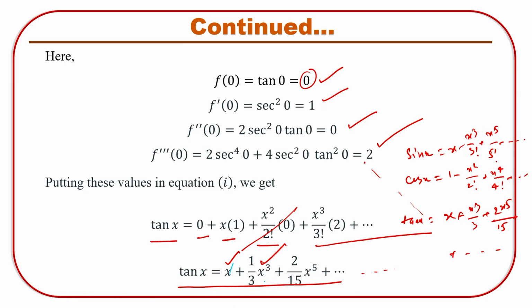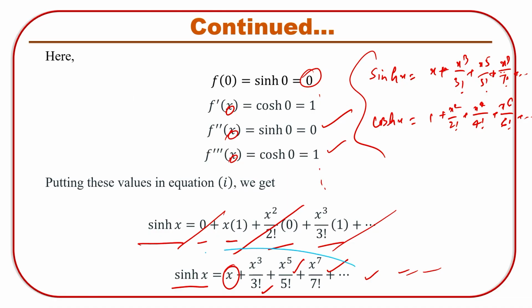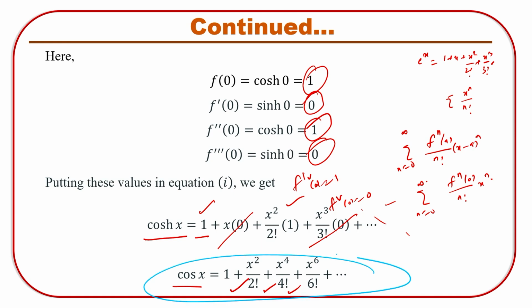Then tan x, as you can see here, is a combination of the odd ones: x to the power 1, plus x cube by 3, plus 2 by 15 x to the power 5 and so on. Then sine hyperbolic is also a very useful one, and it contains only the plus sign as well as the odd exponent terms: x plus x cube by factorial 3, x to the 5 by factorial 5 and so on. Similarly, cos hyperbolic is also a good one, and it contains only the even exponent terms: 1, which can be written as x to the power 0, x square by factorial 2, x to the 4 by factorial 4 and so on. So, those are some of the terms.